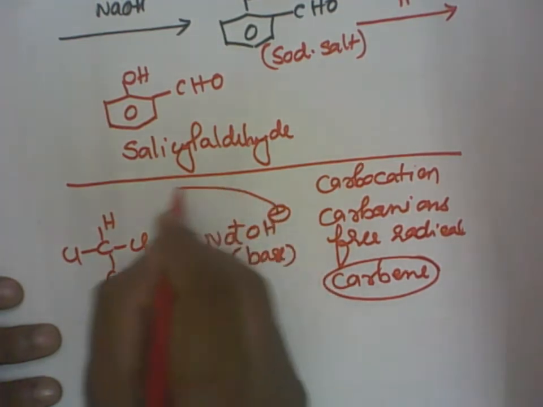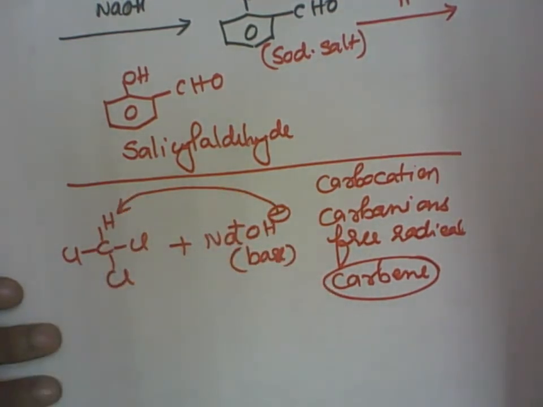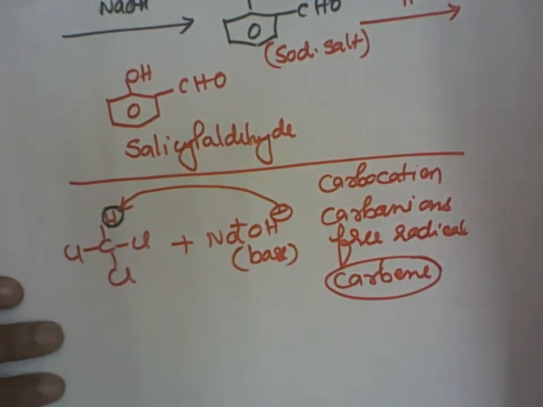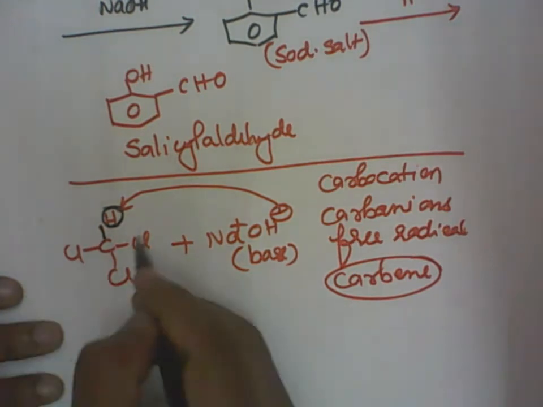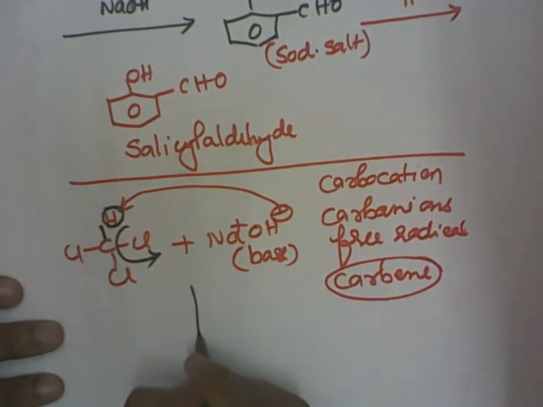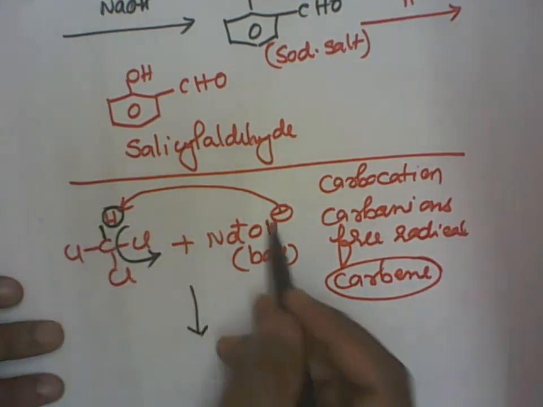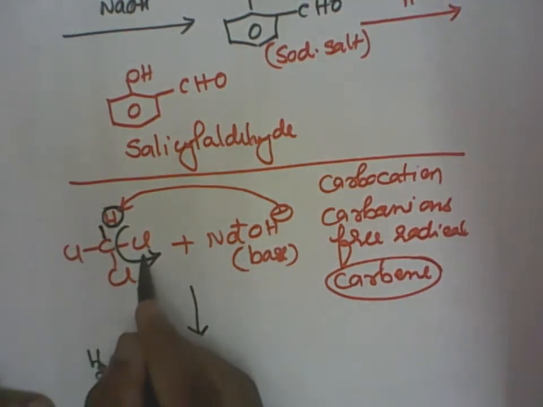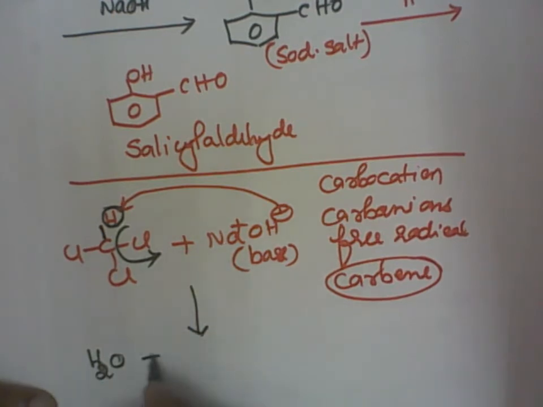It will abstract the acidic hydrogen. That means H plus is lost. Bond remains there. H plus is lost, and Cl also goes out. So H plus and OH minus form water, H2O. Cl minus goes out and combines with the sodium part. You'll get sodium chloride.